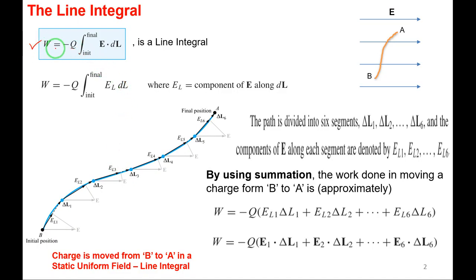This formula we already know. This is the work done in order to move the charge from one position to another position. This is the initial position, as I have told, and this is the final position. For the initial position we use the letter B, and for the final position we use the letter A. Then this is the electric field, and the work done is given by the line integral.